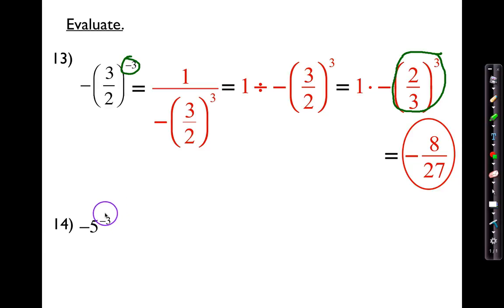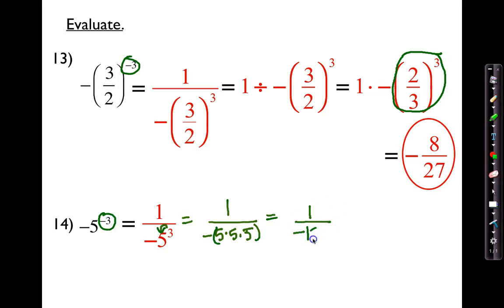Number 14, again, we have a negative exponent, so we're going to do repeated division. So it's going to be 1 over the opposite of 5 cubed. Just a friendly reminder, keep in mind, this means the 5 is being repeated 3 times. This stays on the outside, the opposite of 5 times 5 times 5, which would leave me with an answer of 1 over negative 125.